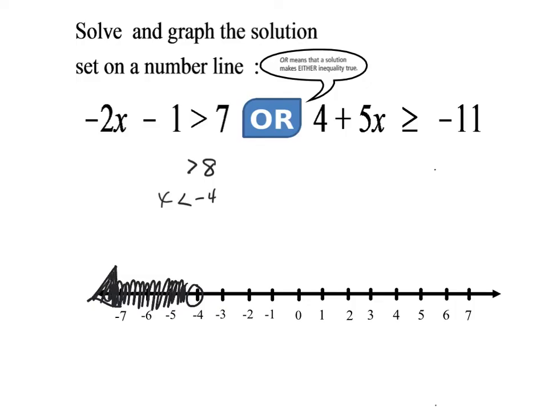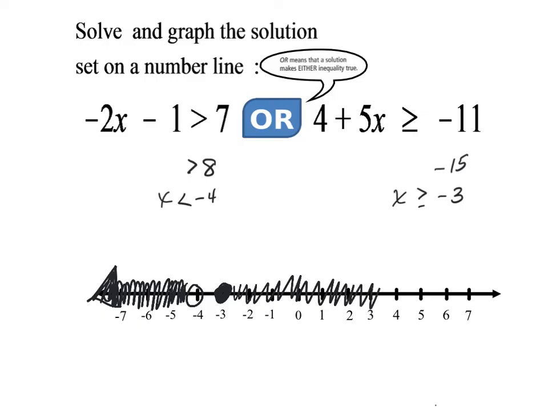I'm going to subtract 4. That makes -15. I'm going to divide by 5. That makes -3. I didn't have to flip the symbol, so that x is greater than or equal to -3. Good. All right. Closed circle. And this one is greater than, so it goes to the right.